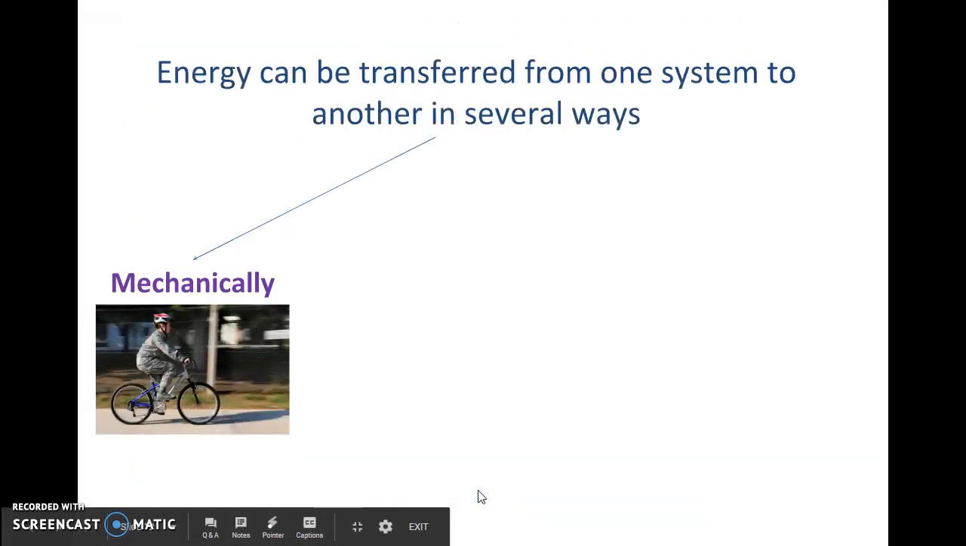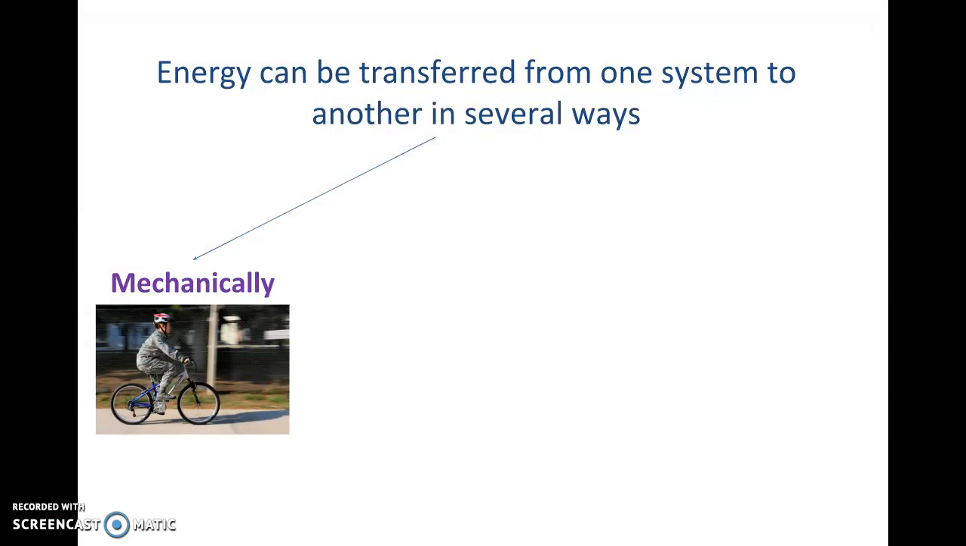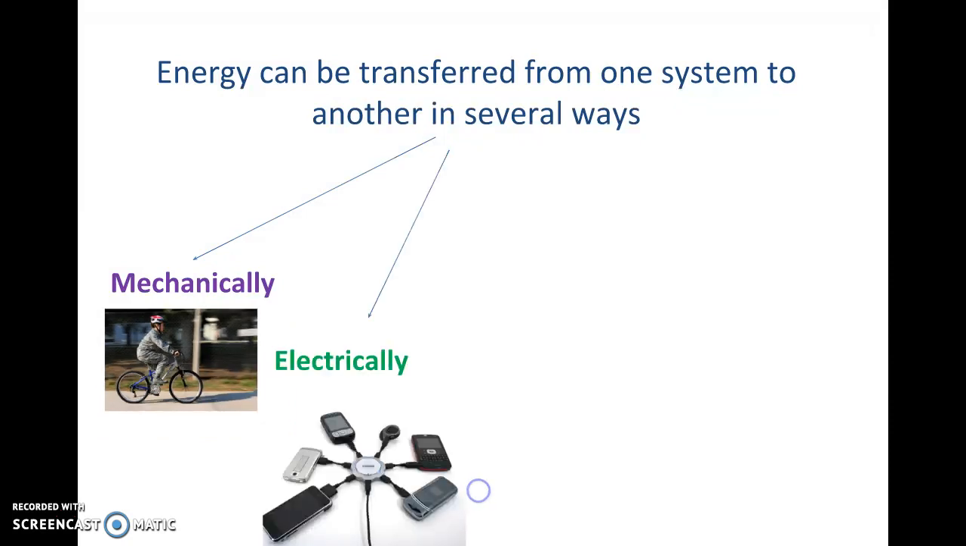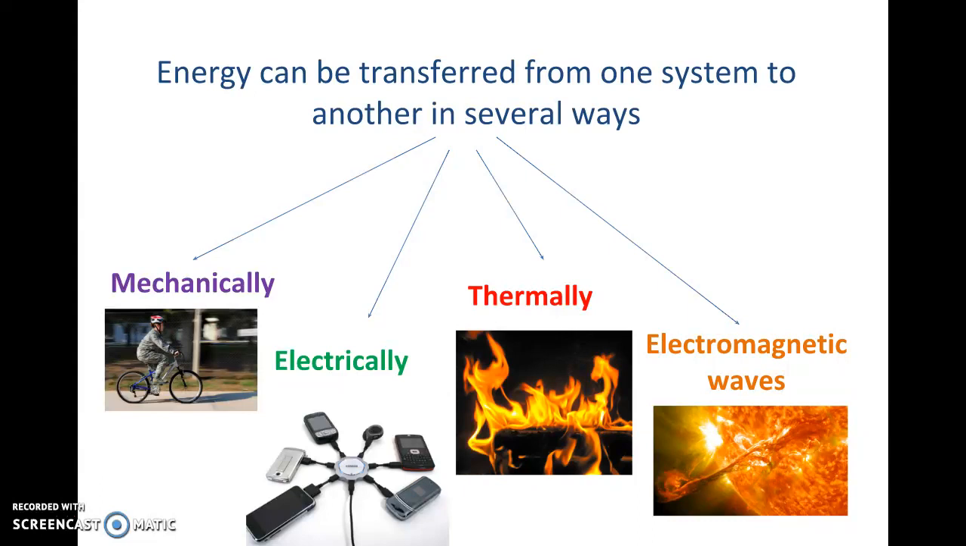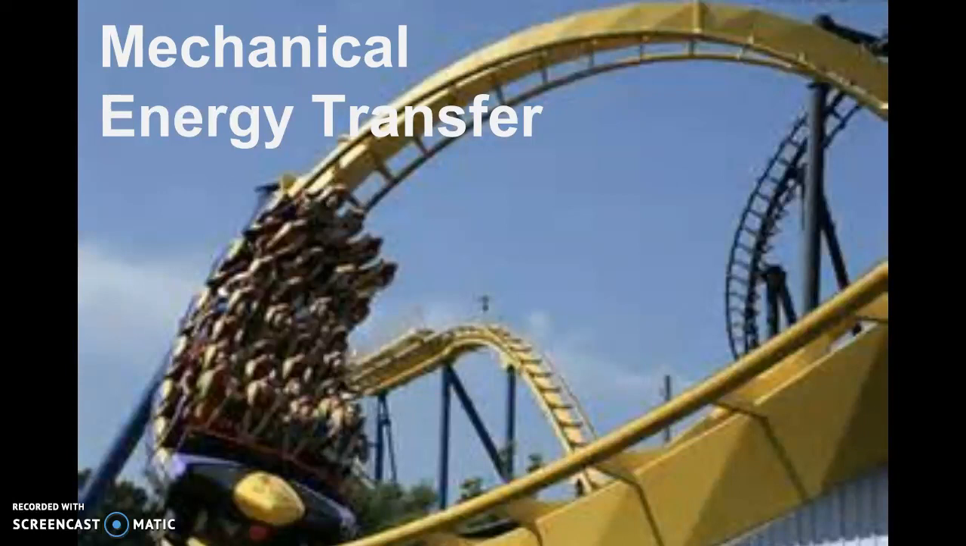Energy can be transferred from one system or one object to another in several ways: mechanically, electrically, thermally, and with electromagnetic waves or electromagnetic energy. Let's first take a look at mechanical energy transfer.